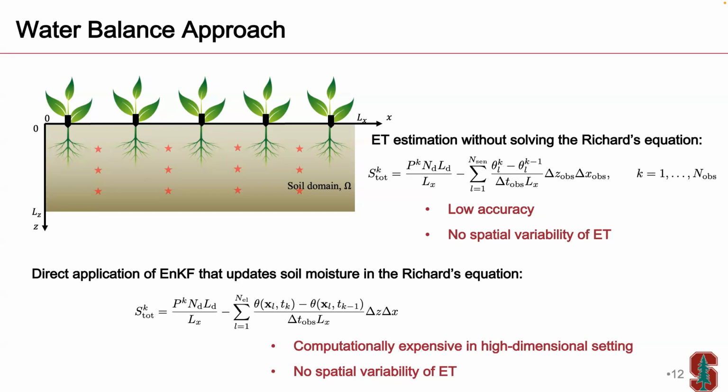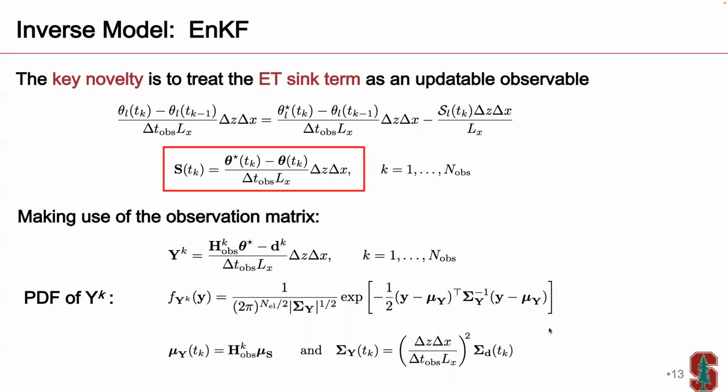So how do we address these challenges and overcome these difficulties to get efficient methodologies to estimate evapotranspiration rate based on the soil moisture measurements? So we have proposed an efficient implementation of the ensemble Kalman filter.